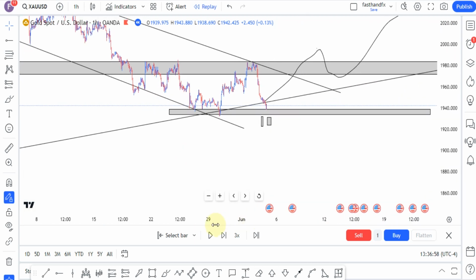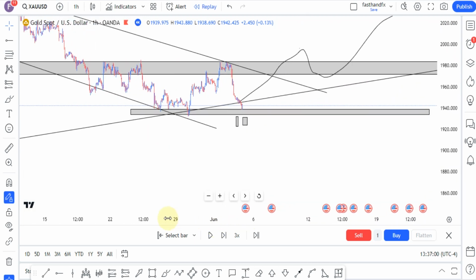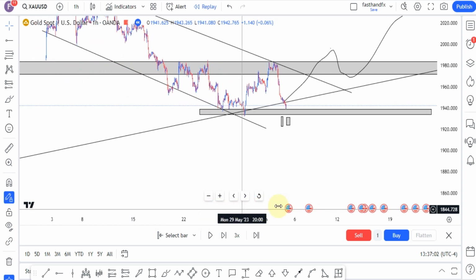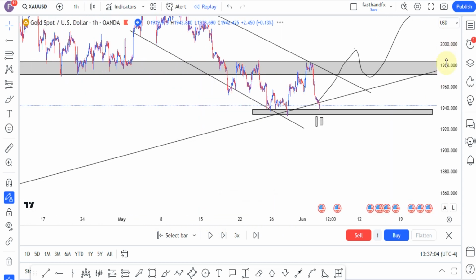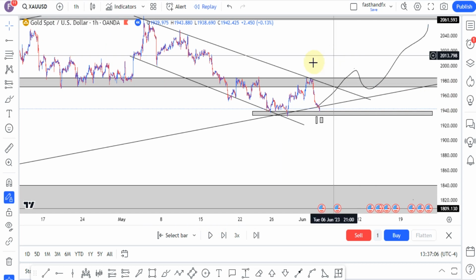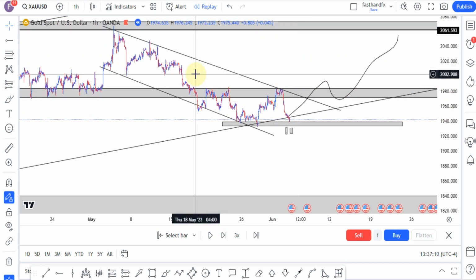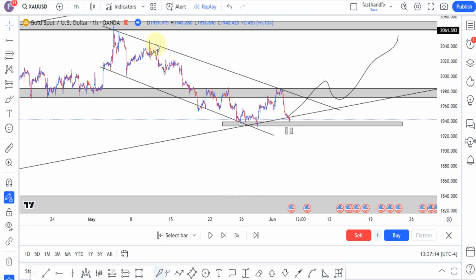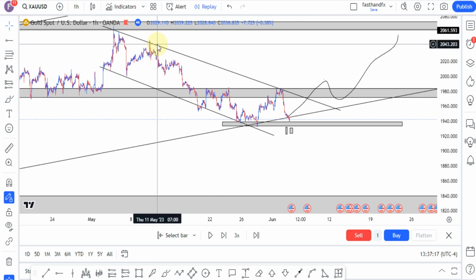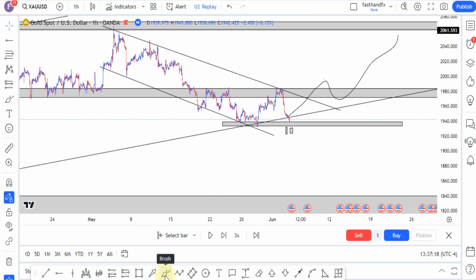So what's happening in the 1 hour time frame? In the 1 hour time frame, as you can see, the market is on a bearish trend. So what happened here, guys? The market gave us this impulse move on the 1 hour time frame. Let me show you with this tool.